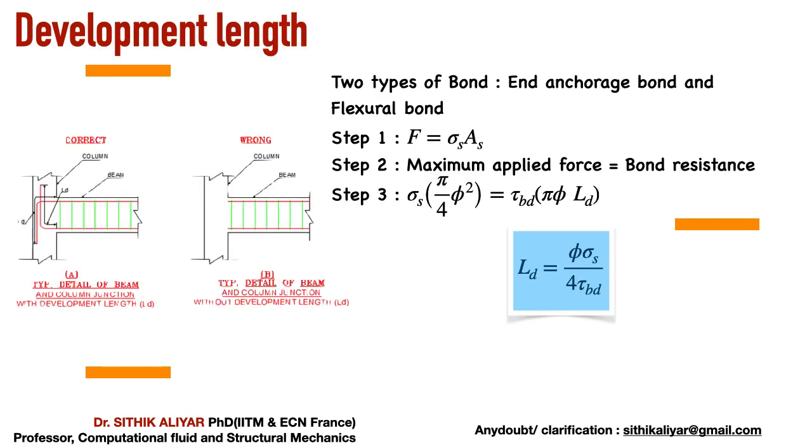Okay, so usually, what is step 1? There are two types of bond, as I told you. That will be end anchorage bond. You can see the right side figure for the detail. End anchorage bond, and there is something called flexural bond.